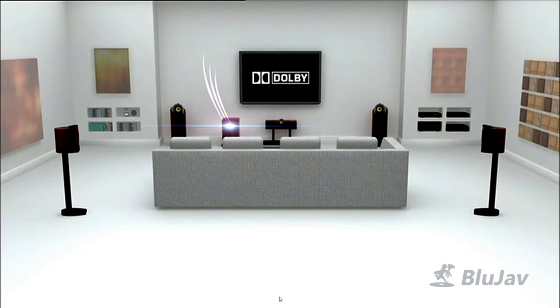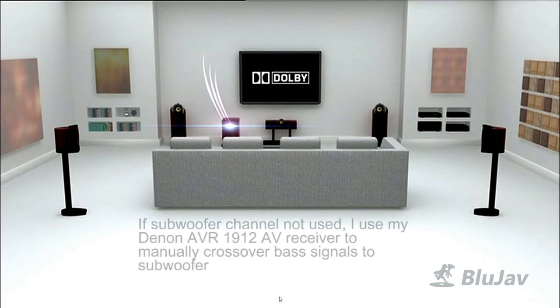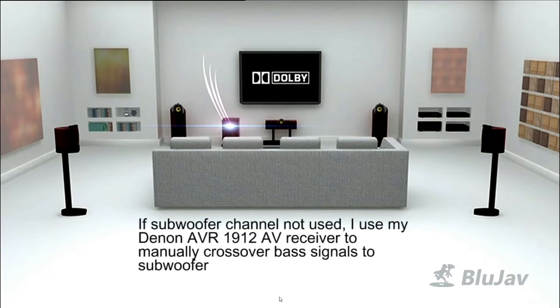So what happens when I encounter this type of game that does not use the subwoofer channel? What I will do is change the settings in my Denon AVR 1912 AV receiver to cross over the bass signals from the five channels, the left, center, right, surround left, surround right, into the subwoofer manually. You can check in the manual how to do that. It took me some time, but I finally managed to get it in a way that's user friendly.